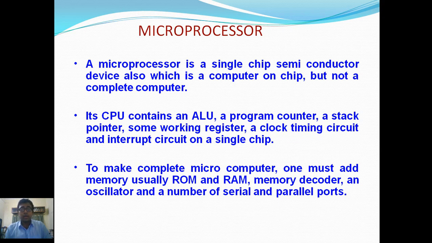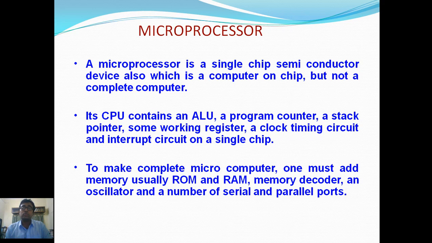Now, to make a complete microcomputer, one must add memory, usually ROM and RAM, a memory decoder, an oscillator, and a number of serial and parallel ports. So there is the difference. A processor already has an ALU, a program counter, a stack pointer, some working registers, a clock timing circuit, and an interrupt circuit on a single chip. But to make a complete microcomputer, we need read-only memory, random access memory, a memory decoder, an oscillator, and a number of serial and parallel ports for different kinds of communication.